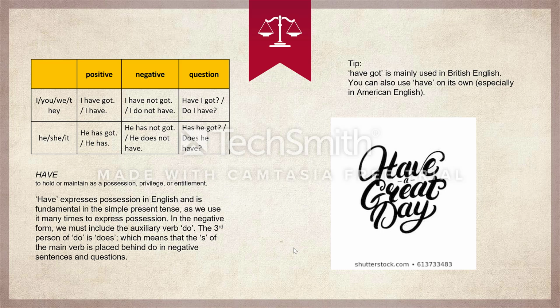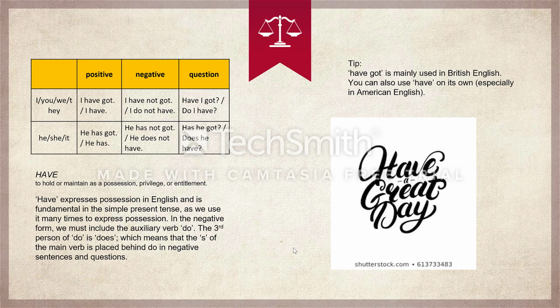In the negative form, if we use the American example, as you can see in the tip in the top right corner, it says have got is mainly used in British English. Now I'm American, so you will hear, and I prefer to use, have on its own. However, I do use have got in certain instances. But for the sake of keeping it simple in this example, we've used have got. But in the more detailed definition, as you'll read in the bottom left, it says have expresses possession in English and is fundamental in the simple present tense, as we use it many times to express possession.